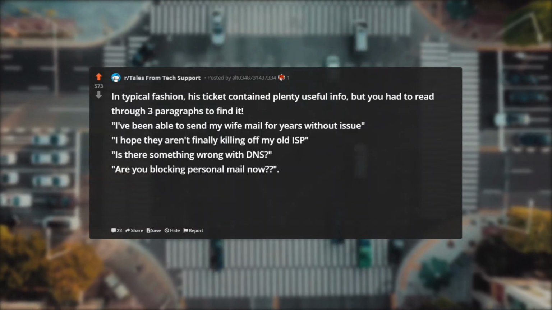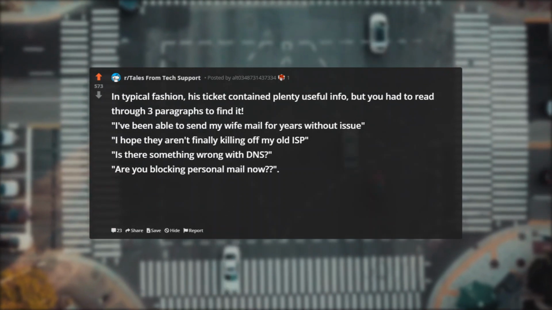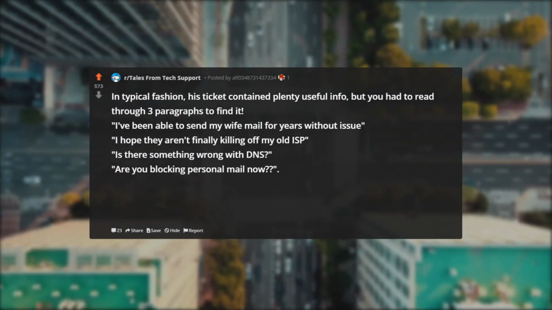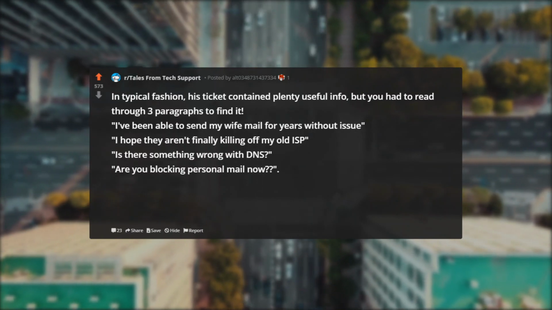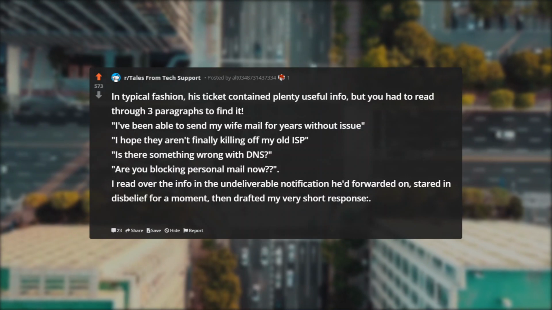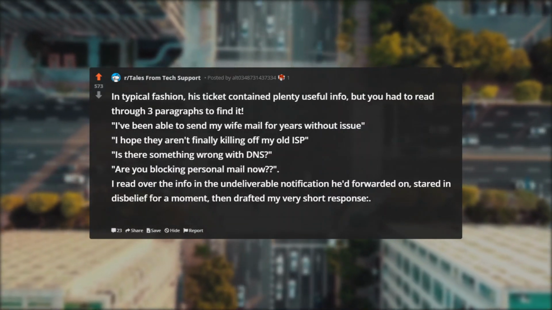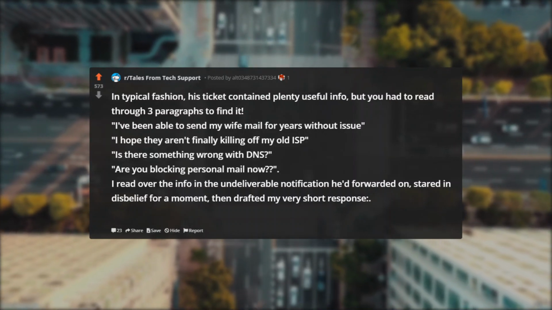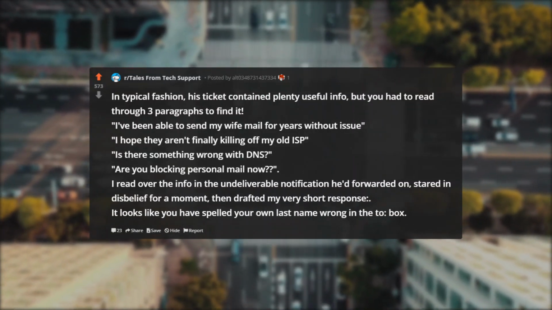I've been able to send my wife mail for years without issue. I hope they aren't finally killing off my old ISP. Is there something wrong with DNS? Are you blocking personal mail now? I read over the info in the undeliverable notification he'd forwarded on, stared in disbelief for a moment, then drafted my very short response. It looks like you have spelled your own last name wrong in the to box.